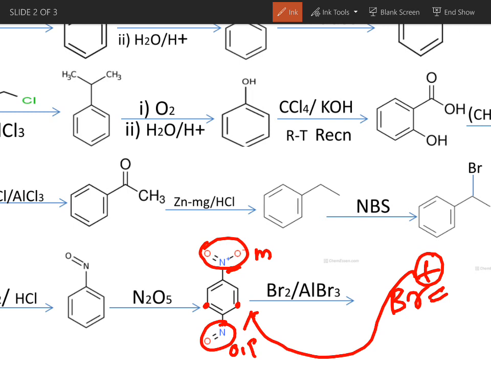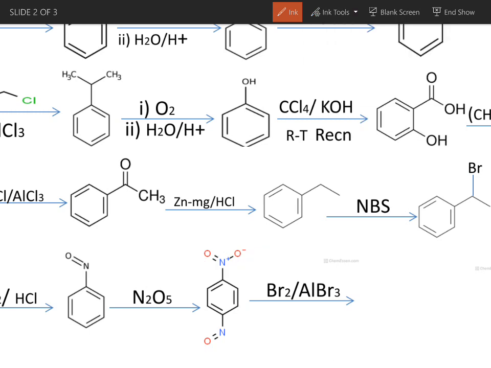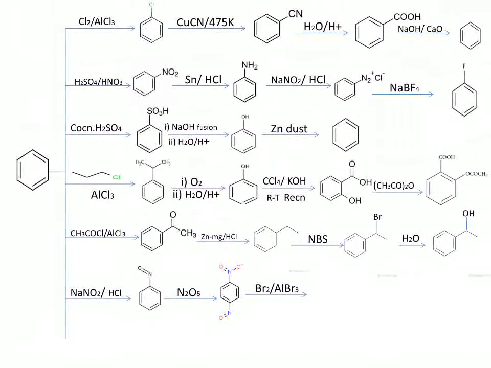So Br plus will come and attach to either of these carbons, and forms the compound meta bromo para nitro nitrosobenzene.